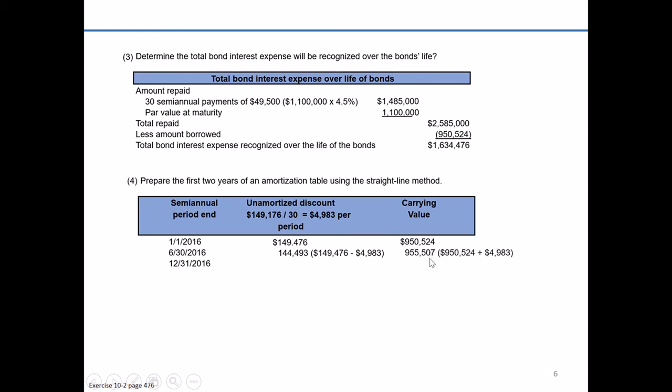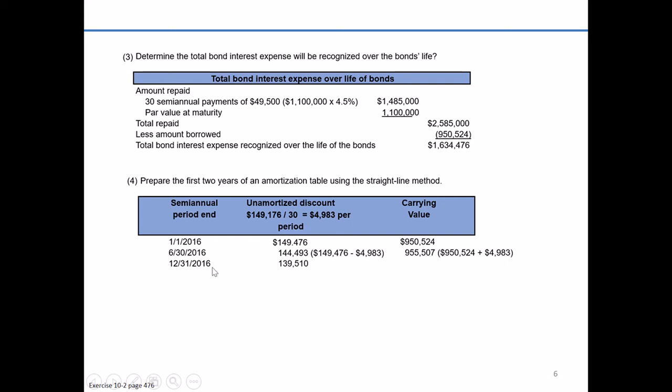Therefore, in this situation, our carrying value actually increases. Think about this. We have less discount subtracting from our par value, so our carrying value is actually going to increase over time. So our carrying value of $950,524, add in the amount of discount that just was amortized of $4,983 equals $955,507. I can do this another way and say par value of $1.1 million minus our unamortized discount of $144,493 equals $955,507. I'm going to go through this rather quickly. You can prove it out on your own.